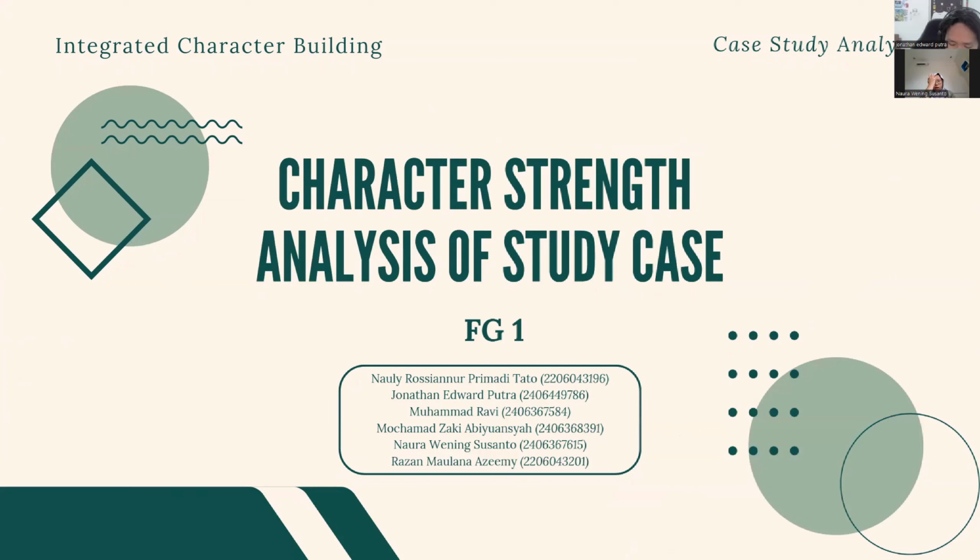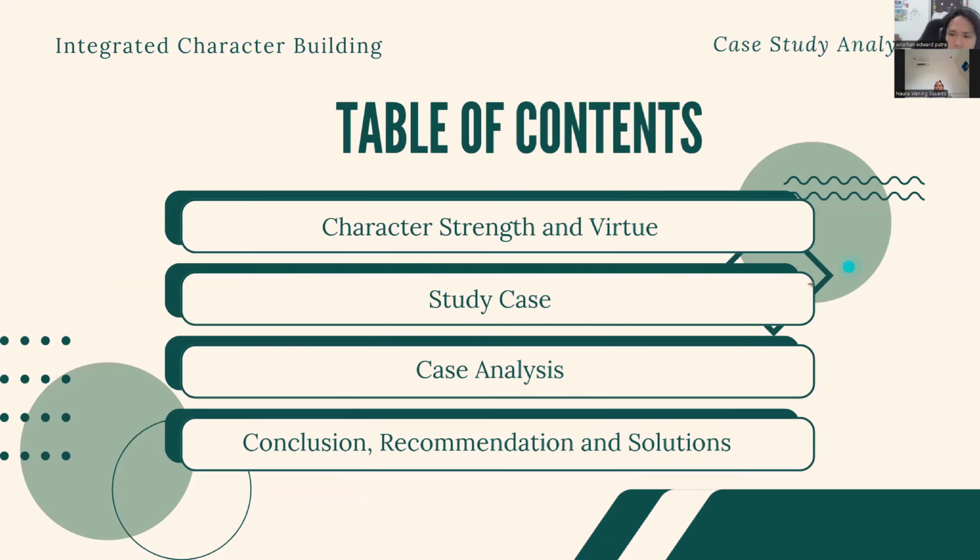From the intro, our FG1 group represents me and my friend Jonathan from Industrial Engineering, and our topic is the character strength analysis of a study case, presenting the other members. We also have a table of contents that includes the character strength and virtue, our study case chosen, the case analysis for that problem, and the conclusion, recommendation, and solutions.